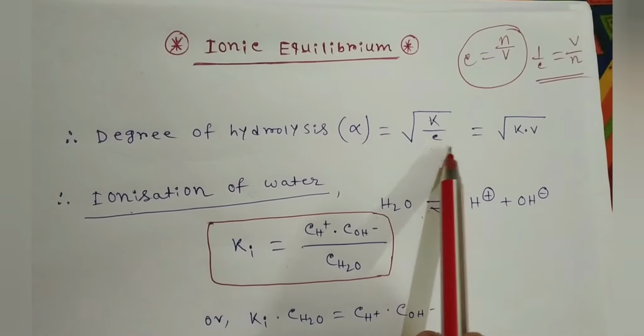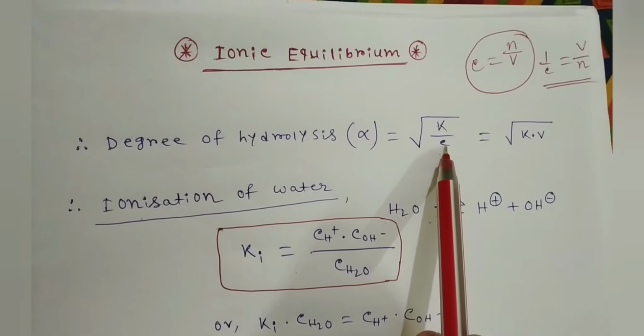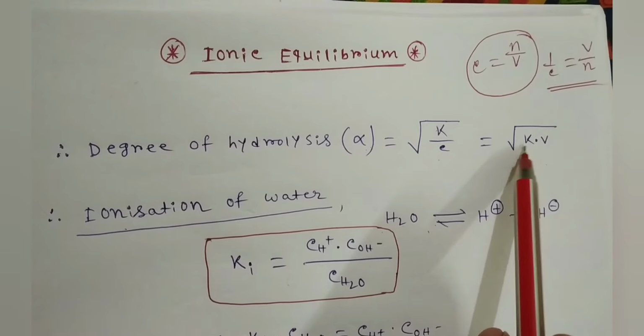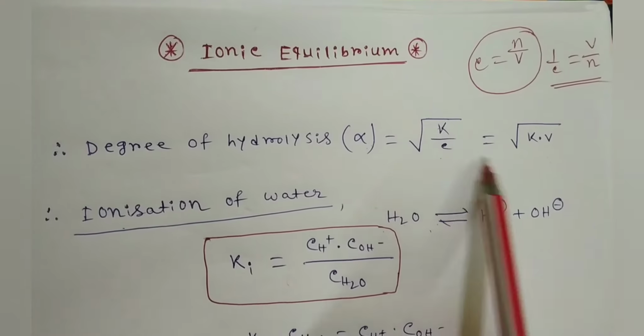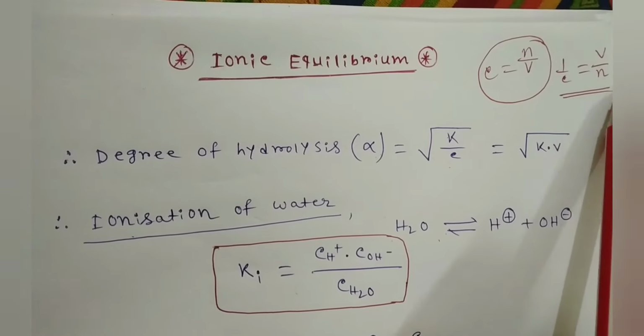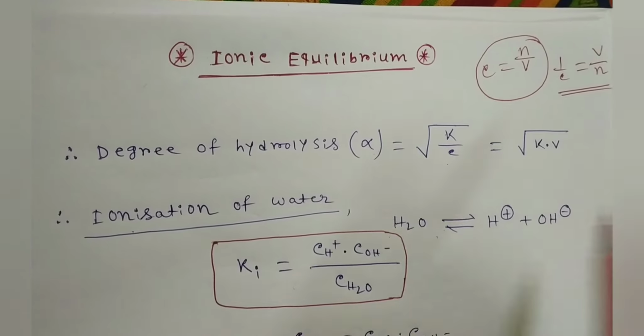Alpha equal to root over of K by C. K equal to the dissociation constant, C equal to the concentration of the solution of the particular compound, and alpha equal to root over of K into V, where we know that C equal to n by V. Okay, then 1 by C equal to V by n, and when the value of n equal to 1, then 1 by C equal to V, that is a unimolar solution.